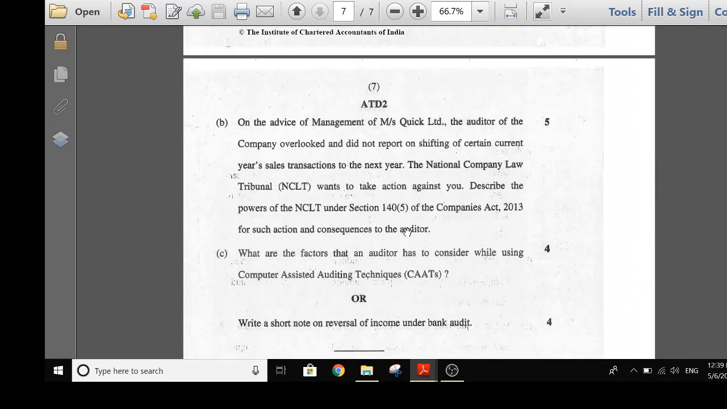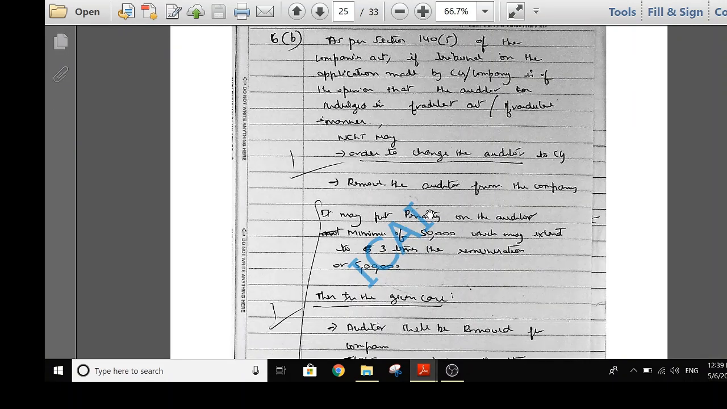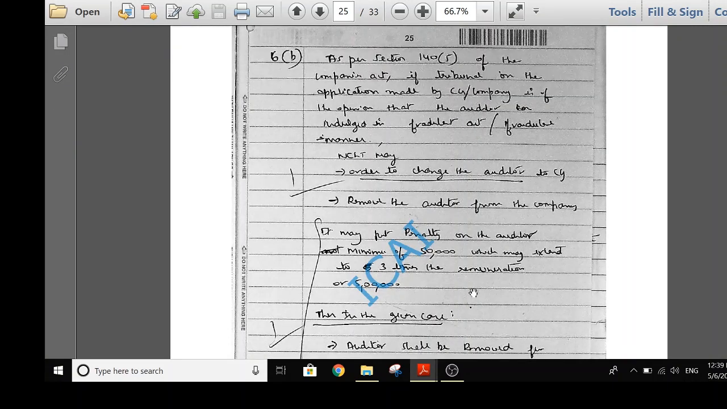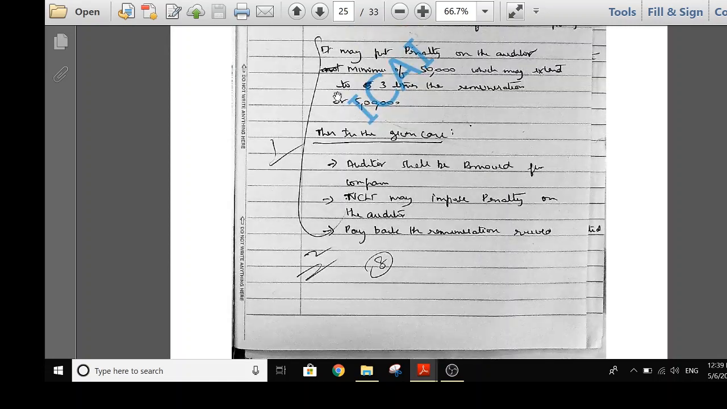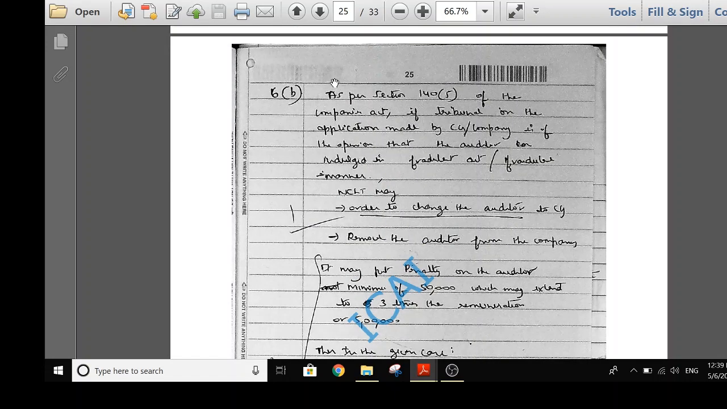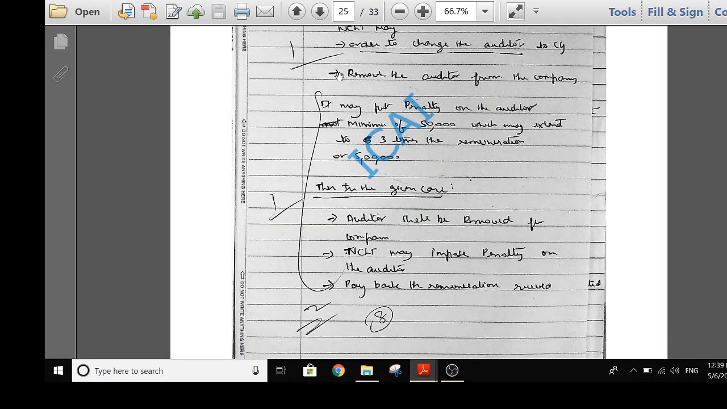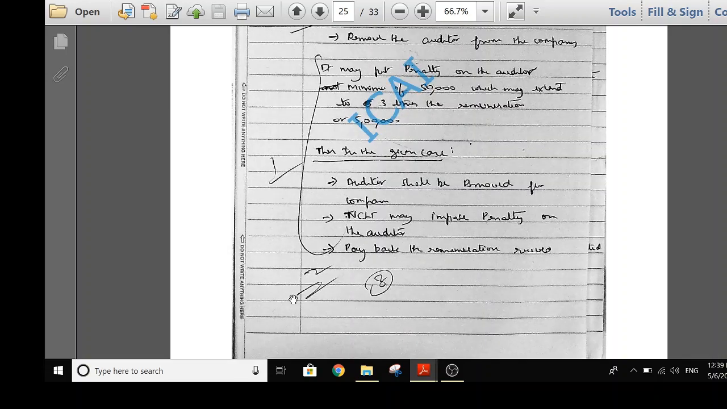Next question is all about 145. Describe the powers of the NCLT in 145. What are the powers? I don't think I knew this answer, but I wrote what I studied while reading law. So I just mentioned, as per 145, the Tribunal, on an application made by the company, if of the opinion that the auditor may conclude, the NCLT may order to change the auditor or remove the auditor. Just as written, they have given 2 marks, maybe because I had written some of the points, facts and the law. I had not written an understanding or anything.